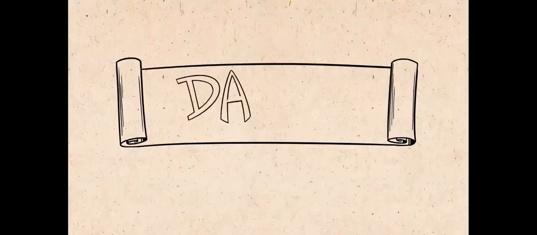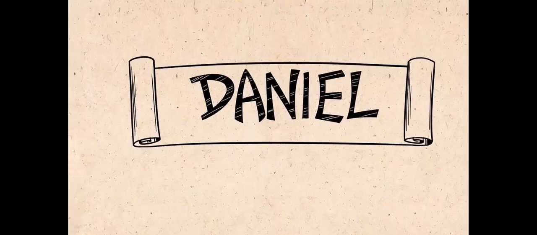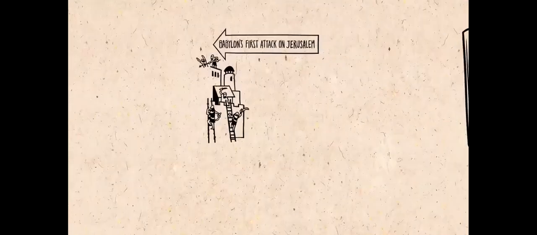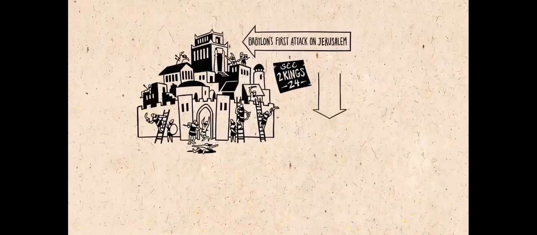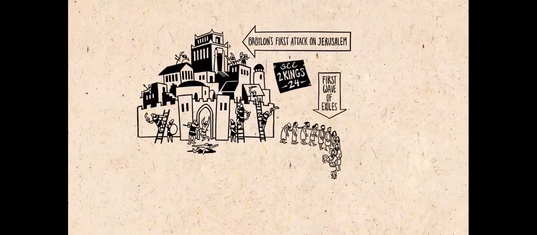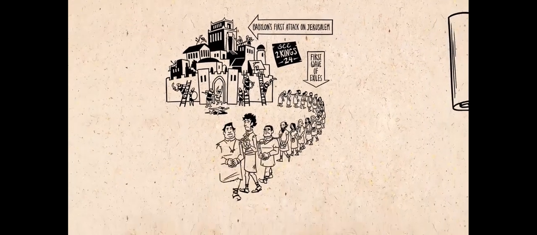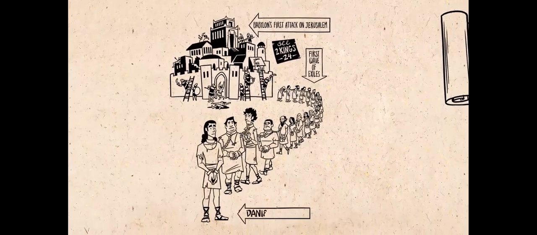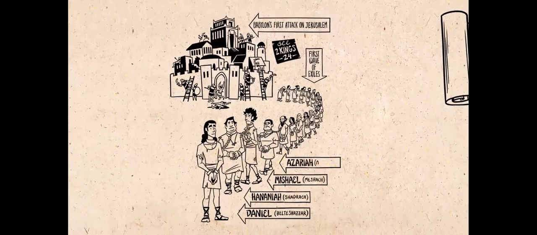The Book of Daniel. The story is set right after Babylon's first attack on Jerusalem, and they had plundered the city and its temple and taken a wave of Israelites into exile. Among them were 4 men from the royal family of David: Daniel, who's later named Belteshazzar, and his 3 friends who you probably know by their Babylonian names, Shadrach, Meshach, and Abednego. This book tells of their struggles to maintain hope in the land of their conquerors.